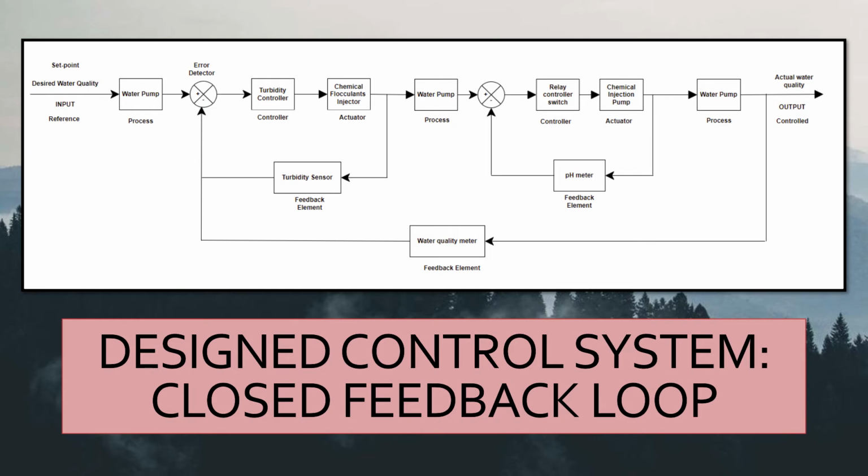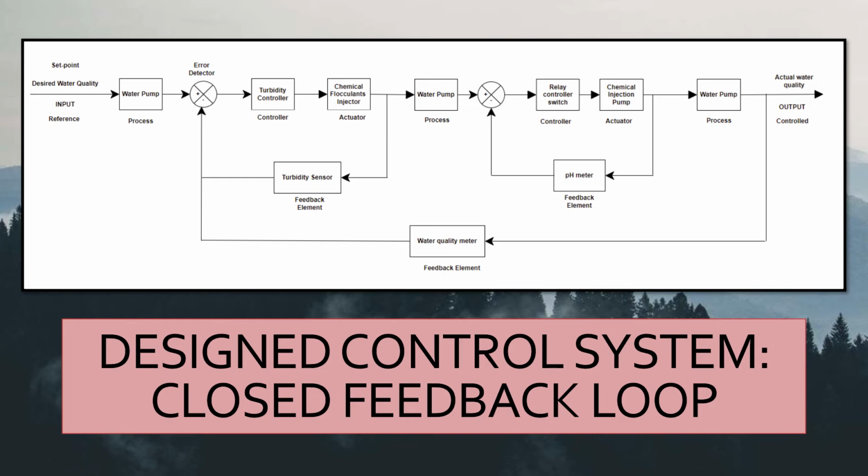Next, the relay controller receives an error signal from the second summing junction, and the controller maintains the desired pH value of water. The relay controller switch then sends an actuating signal to the chemical injection pump, which acts as the actuator and manipulates the pH level of the water accordingly. This then proceeds to the second branch, where the pH meter will detect and calculate the magnitude of the difference of the actual value to the desired value of pH levels of the water.